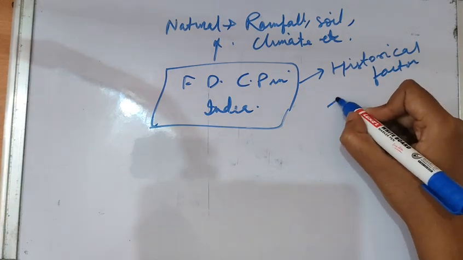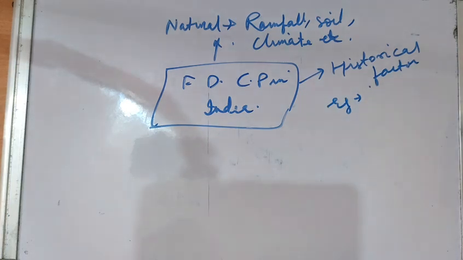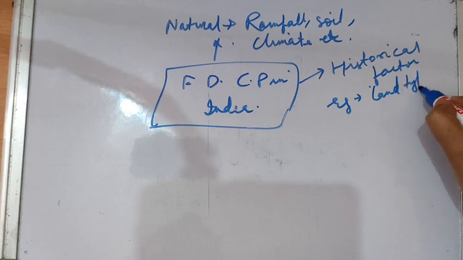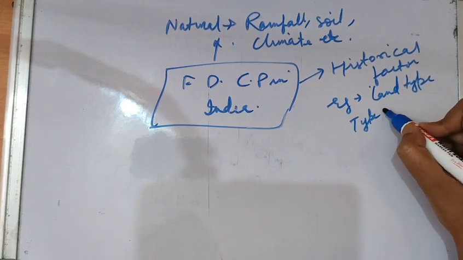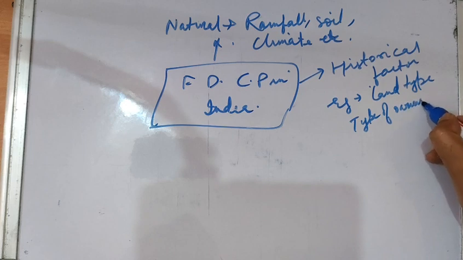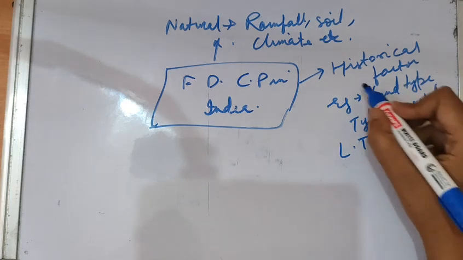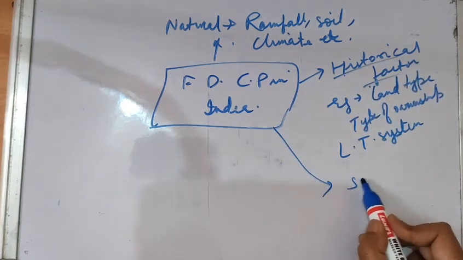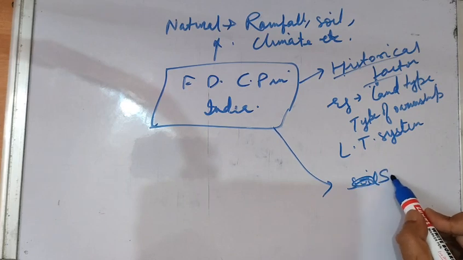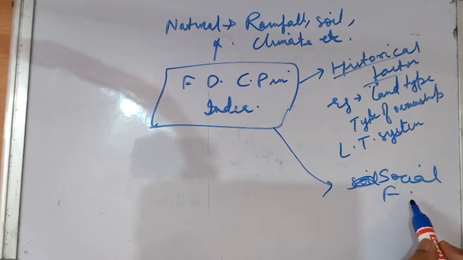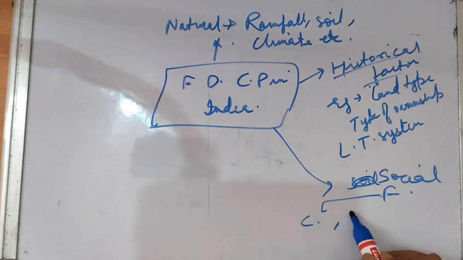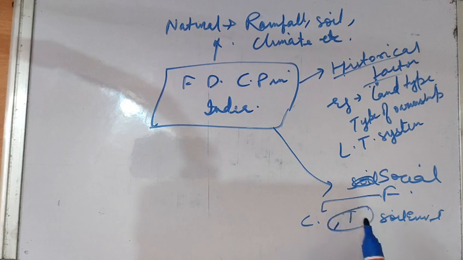Historical factors, what examples can we give? Land type of ownership, land tenure systems. So this is all related to historical factors. Moving on next, there are social factors like custom, tradition, etc. As you know, in society, in some tribes, in some religions, there is a taboo of growing some crops.